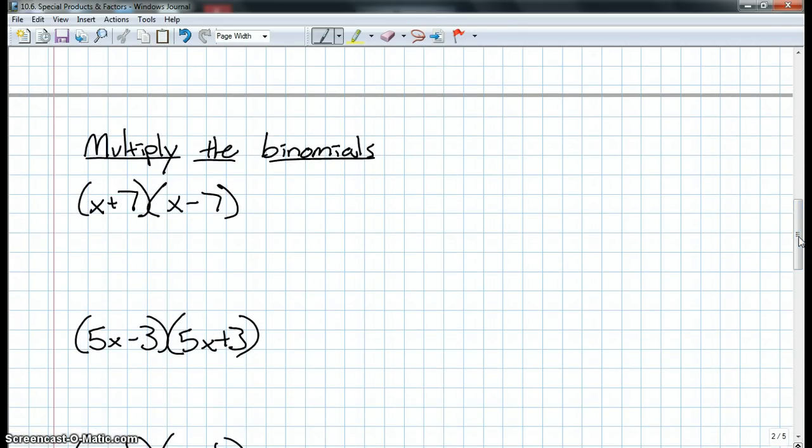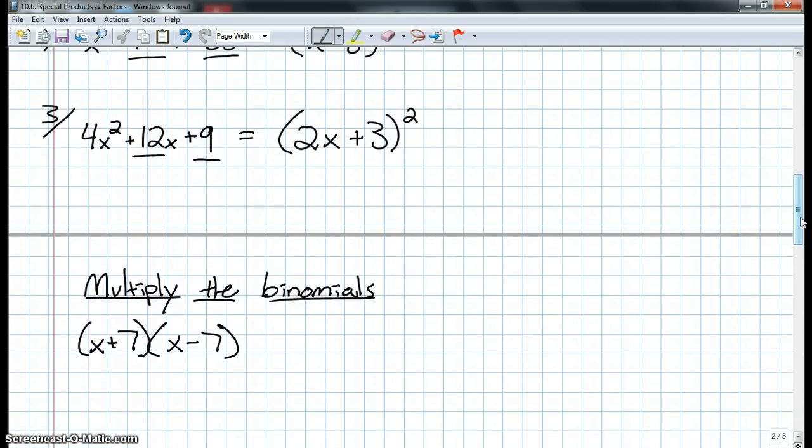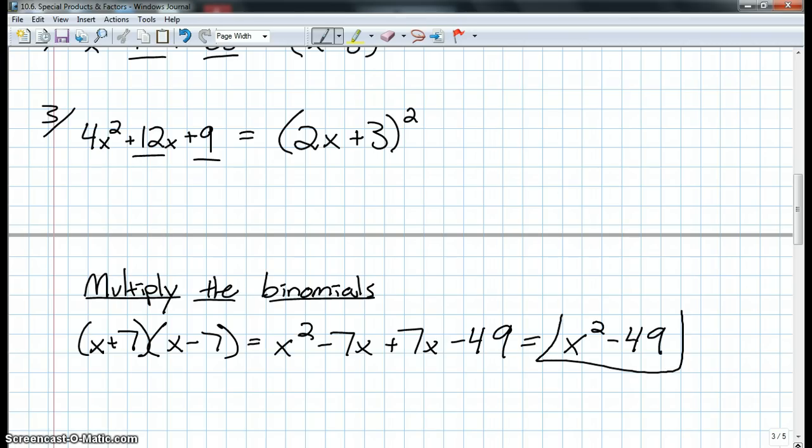Alright, we're going to work now with multiplying binomials. So our first example is x plus 7 times x minus 7. We can work through FOIL. This would give us x squared. The outer is a negative 7x. The inner is a positive 7x. And then our final gives us a minus 49. We can simplify that to just simply x squared minus 49. The middle terms cancel out because, as you can see here, they're opposites. So we actually end up with a binomial for our answer.